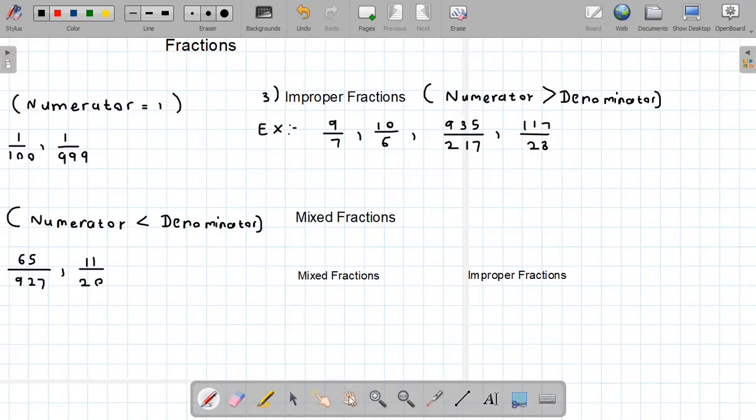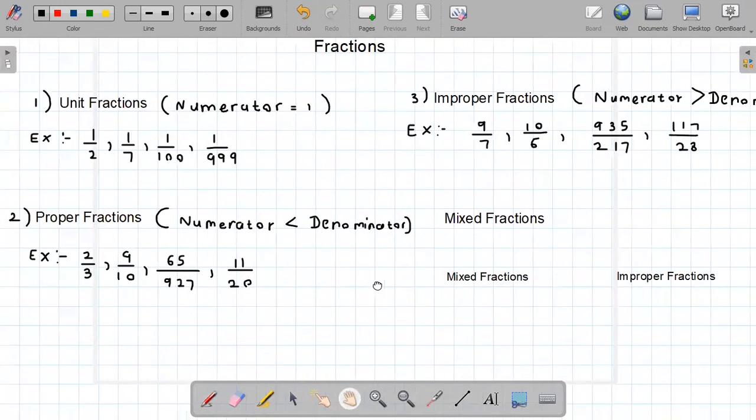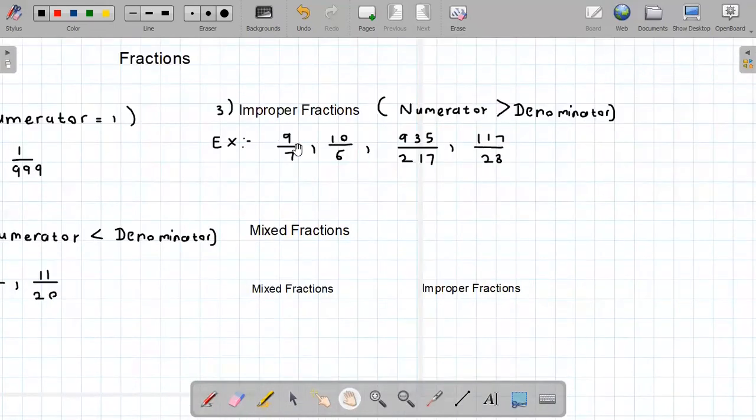Right. So up to here, we have discussed three types of fractions. What is the first one? Unit fractions, which always the numerator is 1. The proper fractions, which always the denominator is higher than the numerator. The third one, opposite of proper fractions, which means improper fractions. Denominator is always lower than the numerator, right?